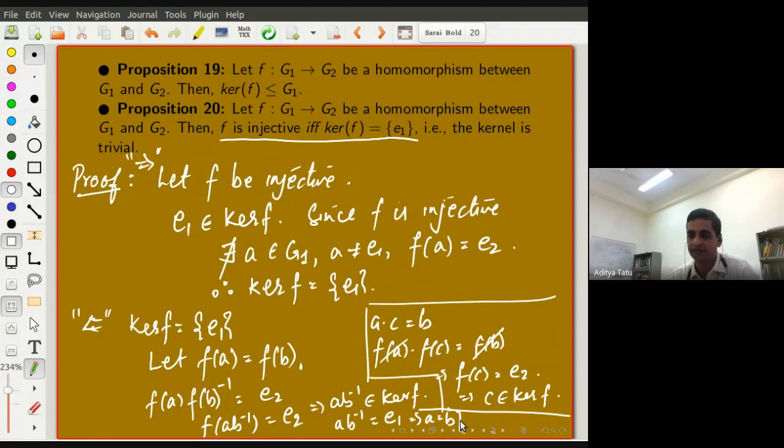You cannot have that only E1 maps to E2 and F of A equals F of B equals some C, where A and B are distinct. This is not possible.